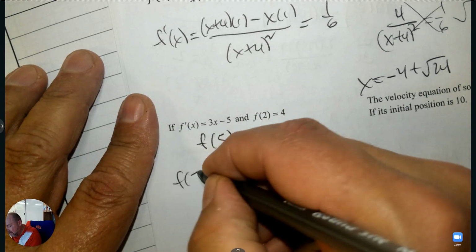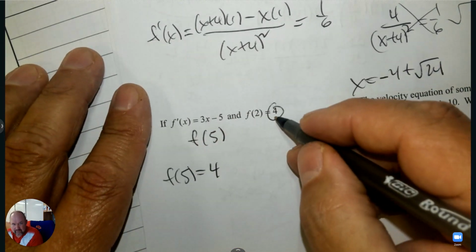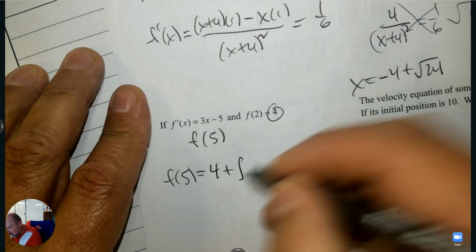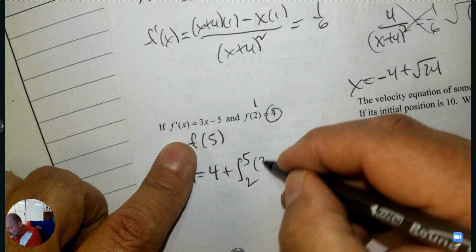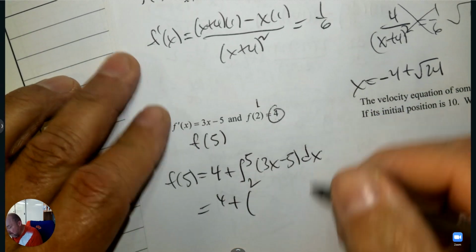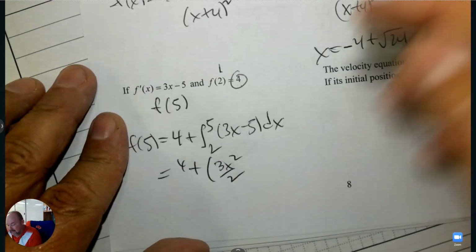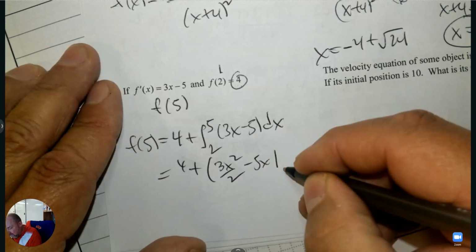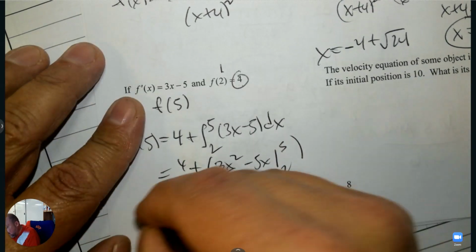So to find f at 5, you start with the y coordinate of what you know. So our starting value is 4. And then you integrate, starting at 2, to what I'm looking for. And you integrate the derivative. That's the setup. Then I'm going to integrate, add 1 and divide, and integrate again from 2 to 5. And then that's going to give me my answer.